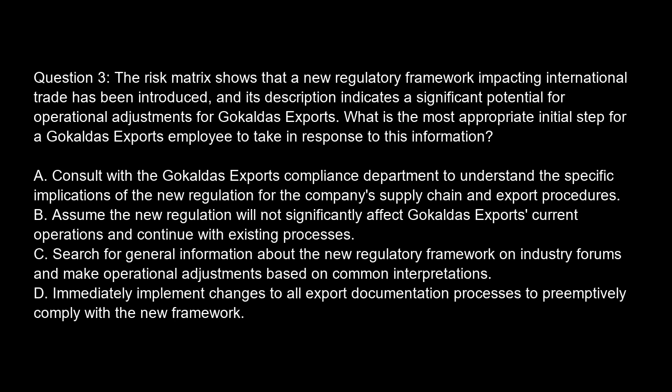Option B. Assume the new regulation will not significantly affect Gokaldas Exports' current operations and continue with existing processes. Option C. Search for general information about the new regulatory framework on industry forums and make operational adjustments based on common interpretations. Option D. Immediately implement changes to all export documentation processes to preemptively comply with the new framework.